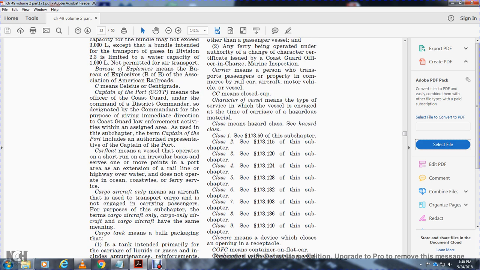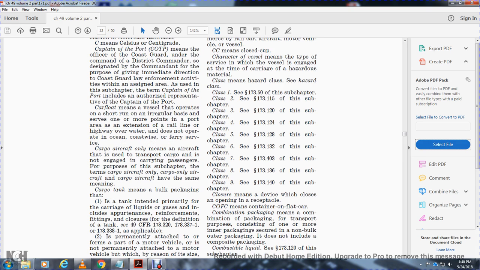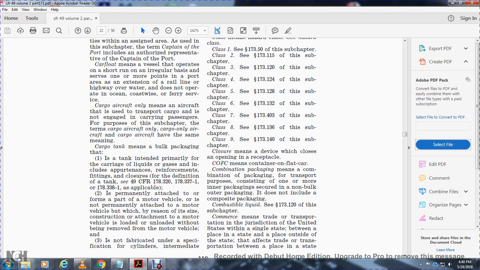Closure means the device for the closure of the opening of the receptacle. COFC means a container on flat car. Combination packaging means a combination of packaging for transportation consisting of one or more inner packagings secured in a non-bulk outer packaging that does not include composite packaging. Combustible liquid, see 173.120 of the subchapter.